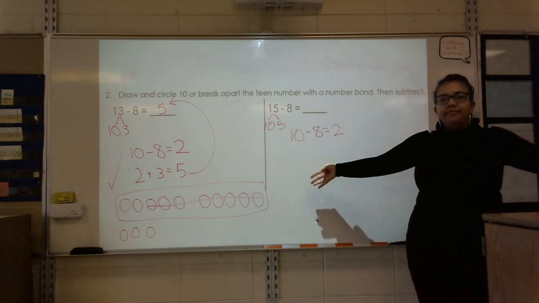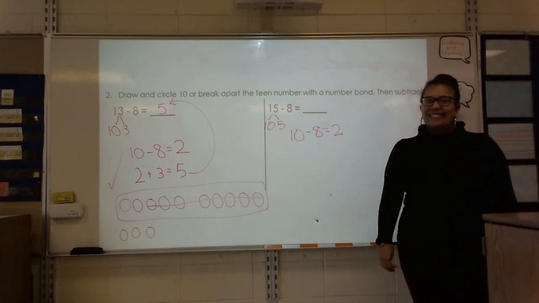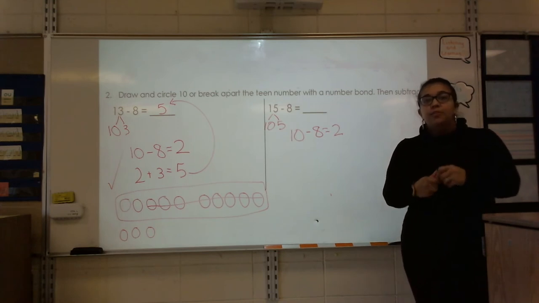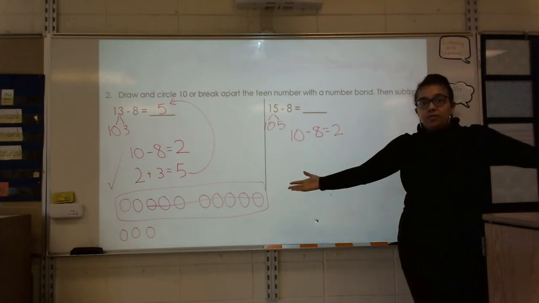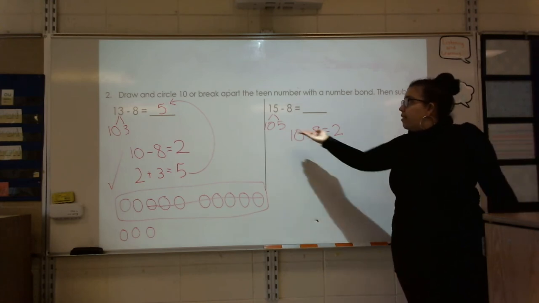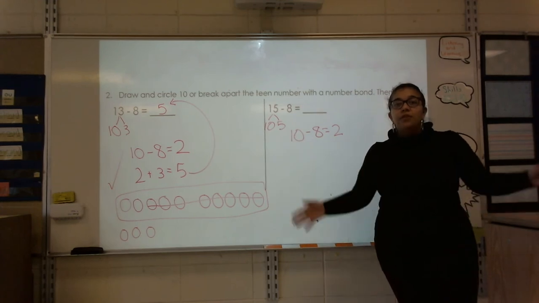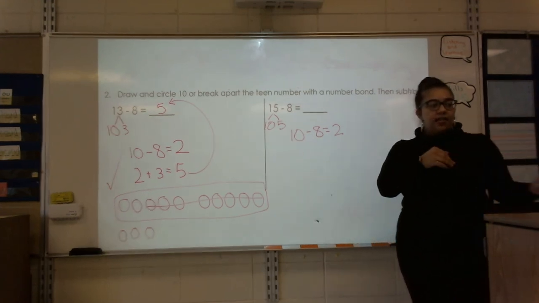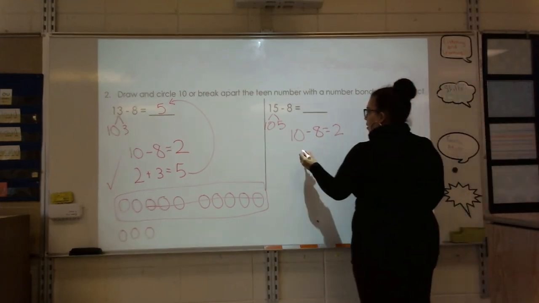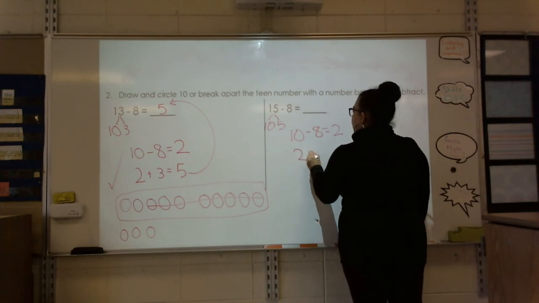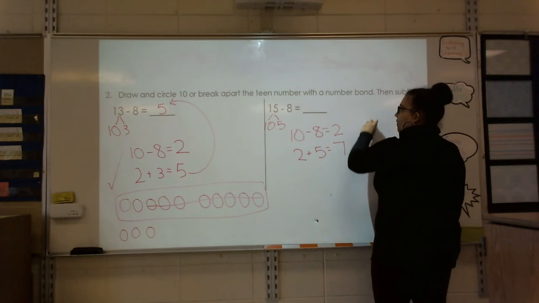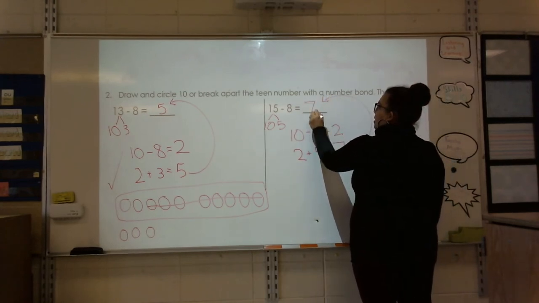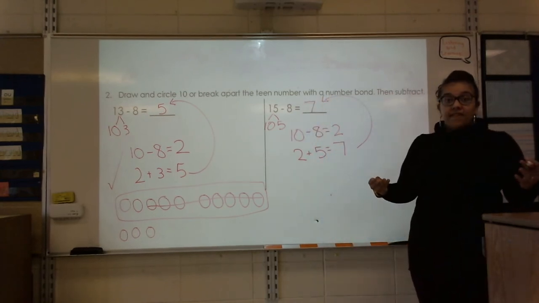I'm done. I'm not done. I just need to put the remaining pieces together. Now that I've completed the subtraction, I've taken away what I need to. Well, these pieces are just sitting here, this 2 and this 5. Let's put this 2 and this 5 together. This 2 and this 5 together is 7, which means 15 minus 8 is also 7.